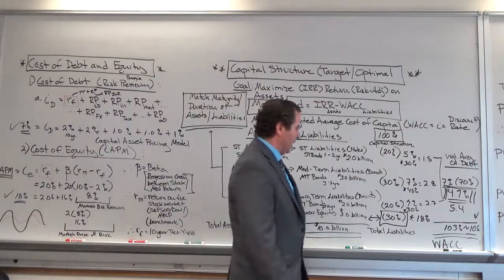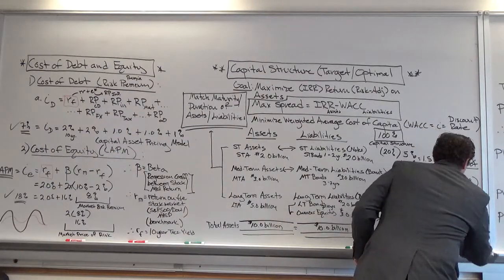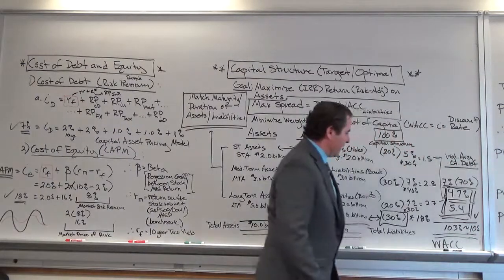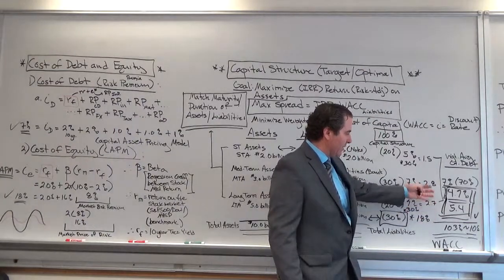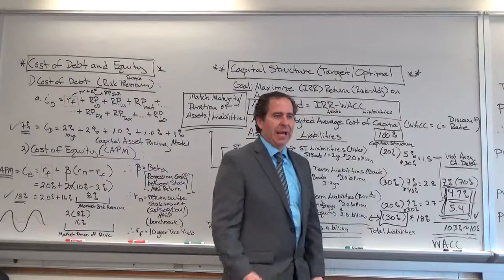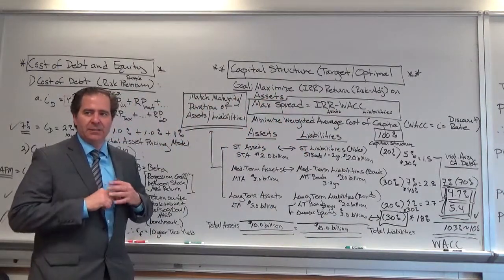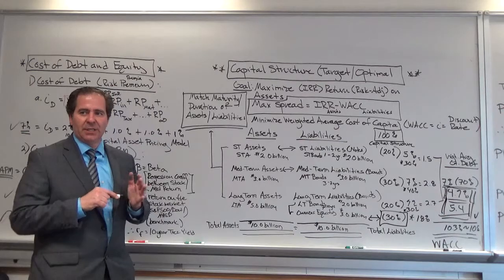The weighted cost of the equity is 5.4%. So our weighted average cost of capital is 10.3 or 10%. That becomes the discount rate. Okay, any questions on that?